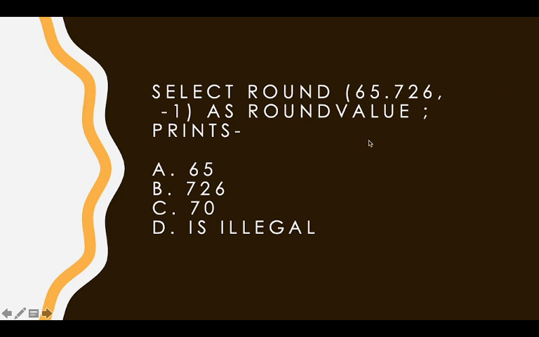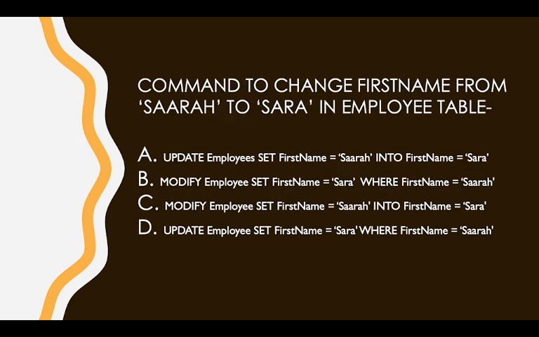So you need to consider your number to be rounded and the decimal place, and accordingly you can find the answer. Because this is a negative value, that is why we are going from the left side. All right, so this was our question number 6. Let's move ahead to our question number 7.